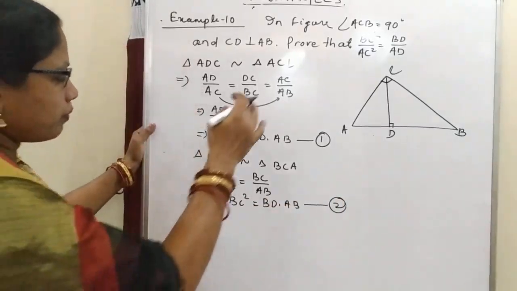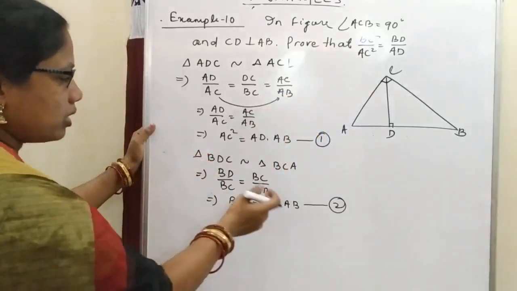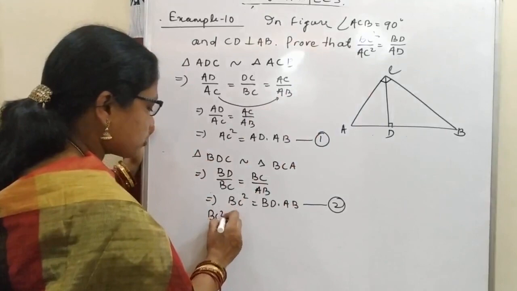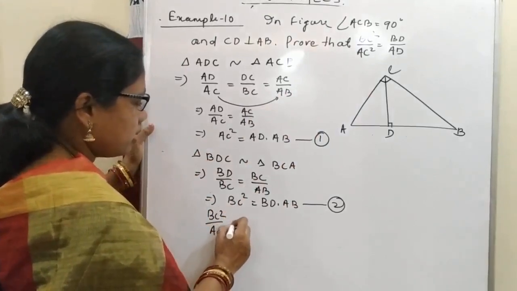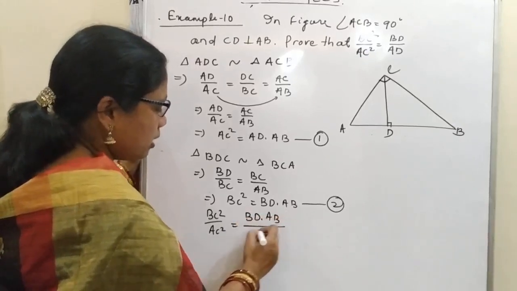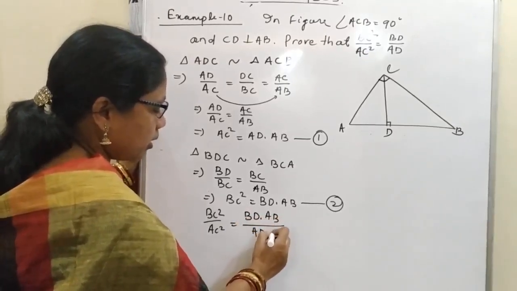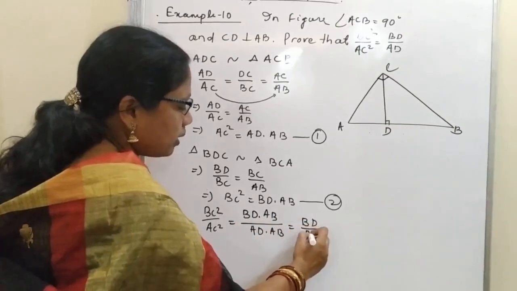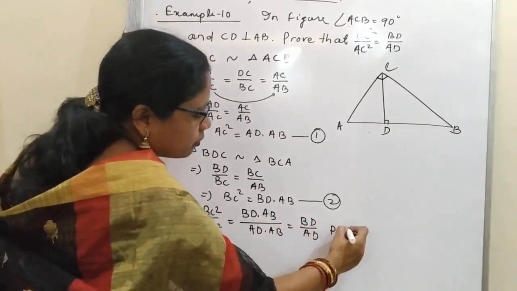Here we have to find BC square by AC square. So from equations 2 and 1 we get BC square by AC square is equal to BD into AB divided by AD into AB. So this is equal to BD by AD. So proved.